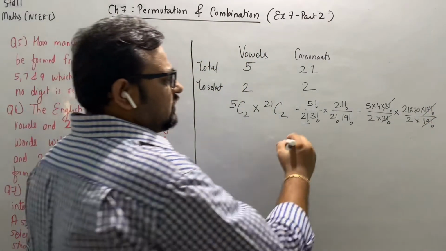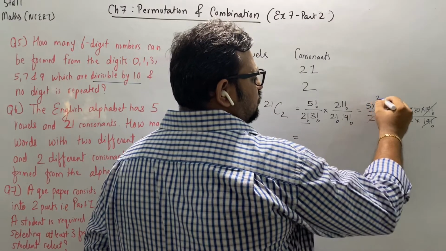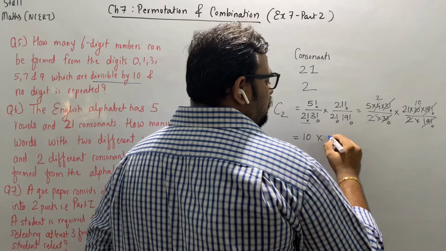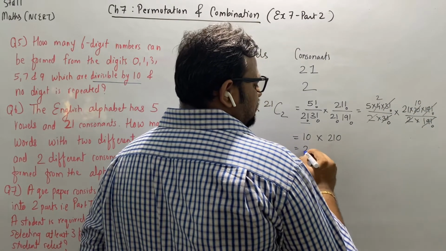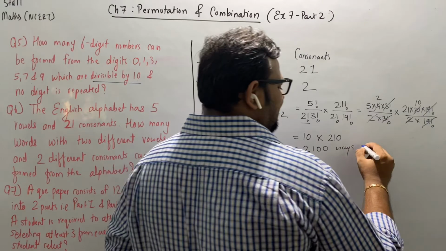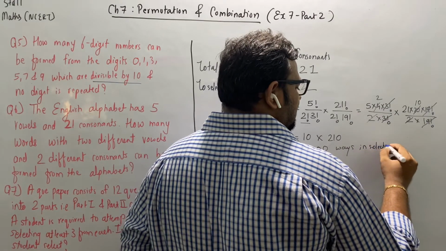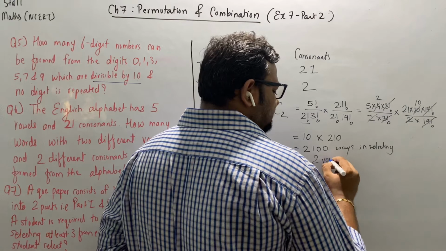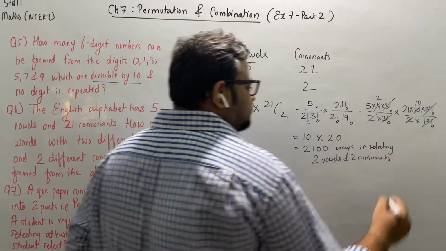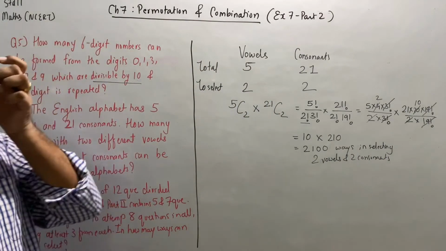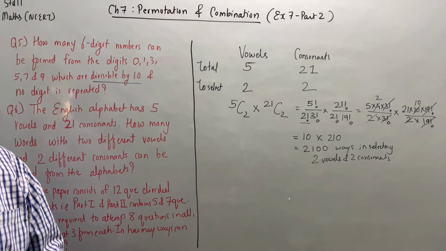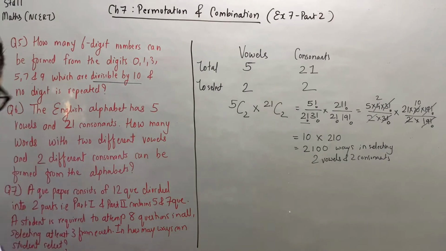Okay, so this will be equal to 10 into 210, which is 2100 ways of selecting two vowels and two consonants from 5 vowels and 21 consonants. Clear? So now it's time for arrangement.